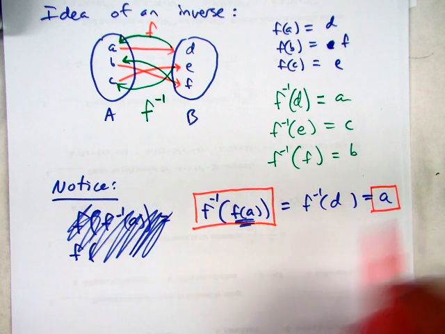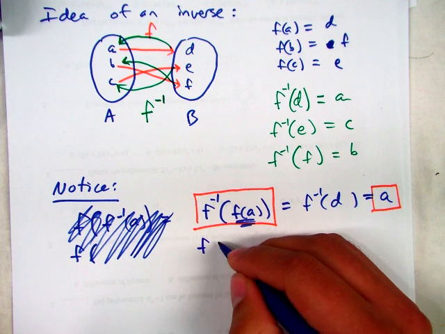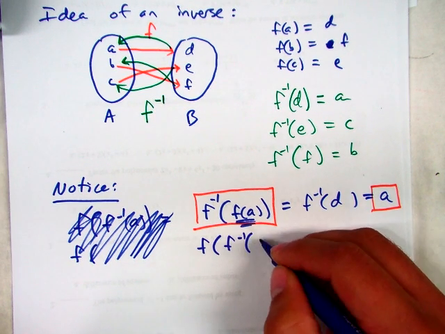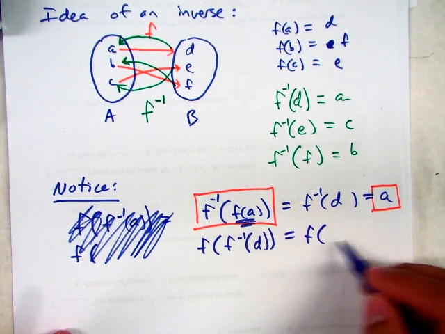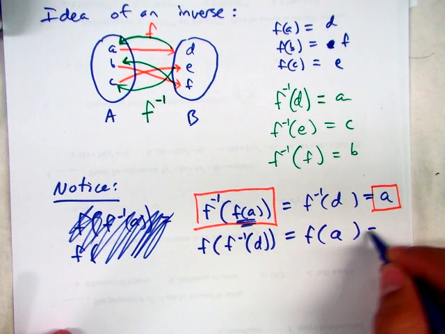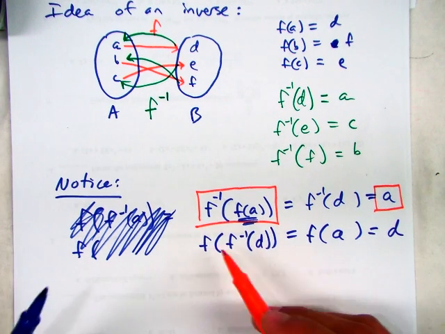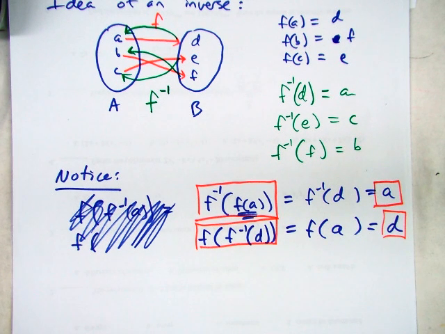Okay, let's see if that works the other way too. What if I did F of F inverse of, let's say, D. Do we know what F inverse of D is? Do we know what F of A is? D. Here again, we get the same idea. Okay, so that's kind of the idea of an inverse. It takes the original function and undoes whatever that did, gets you the original input. Does that make sense? And vice versa.